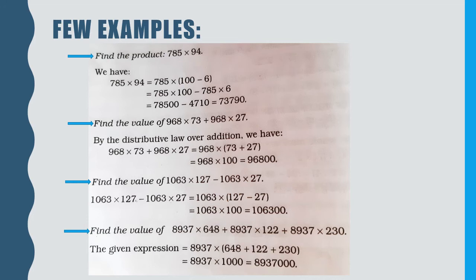It is again of distributive law. The question is 968 into 73, then again 968 into 27. So in the left hand side of the addition sign and in the right hand side of the addition sign, you can see that there is a common number in between, same number, that is 968. So what you will do, you take 968 outside, write the multiply sign and do 73 plus 27. Now remember, this portion, if you distribute it, becomes your question.